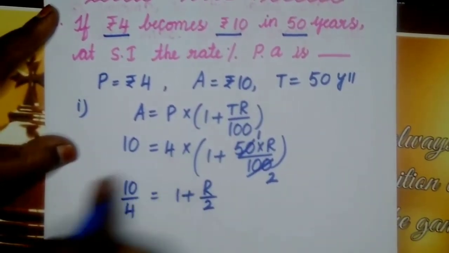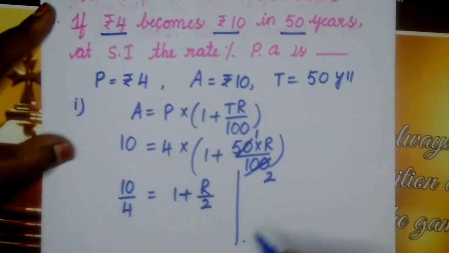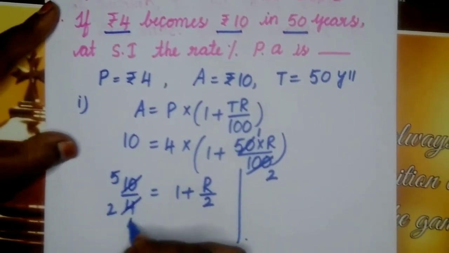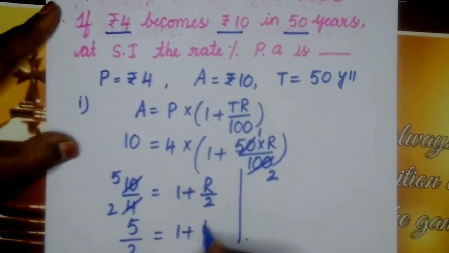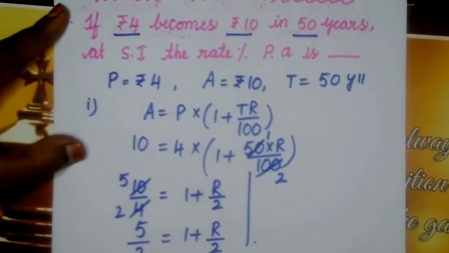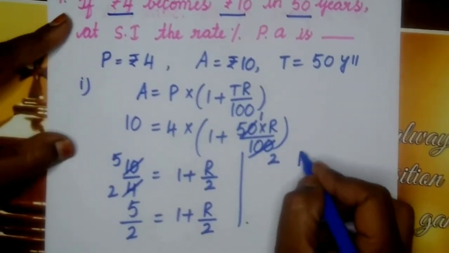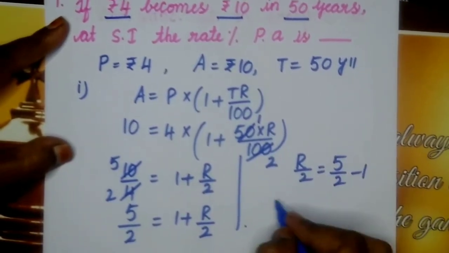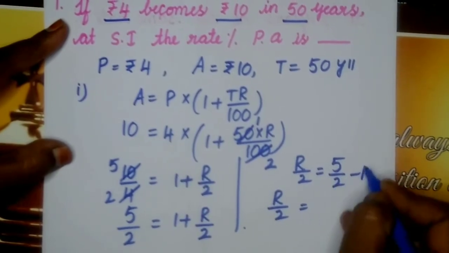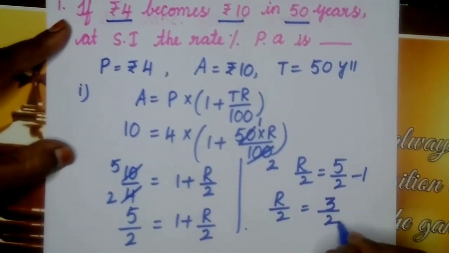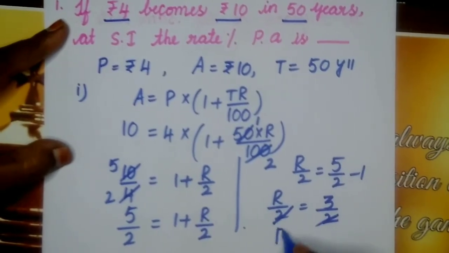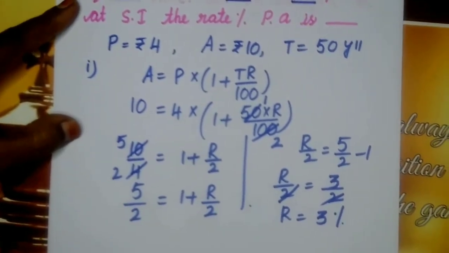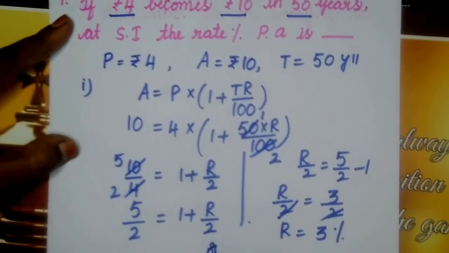This multiplication, sent to that side, becomes division. Now 10 by 4, that means 2 fives are 10, 2 twos are 4. So we got 5 by 2, which is equal to 1 plus R by 2. Now R by 2 equals 5 by 2 minus 1. So R by 2 equals, taking the simple LCM, 5 minus 2, which is 3 by 2. These both sides 2 cancel, so R is equal to 3%. So the rate of interest we got here is 3%. Now I'm going to explain the second method.